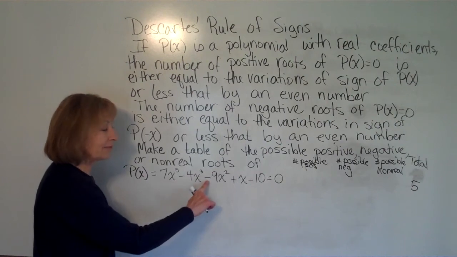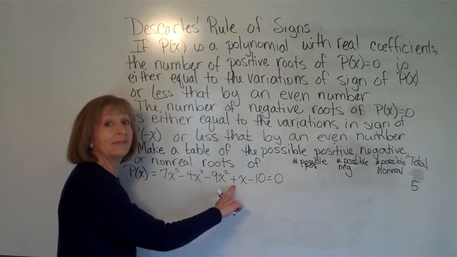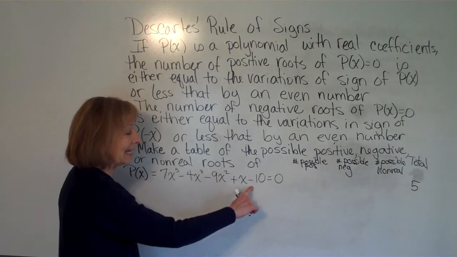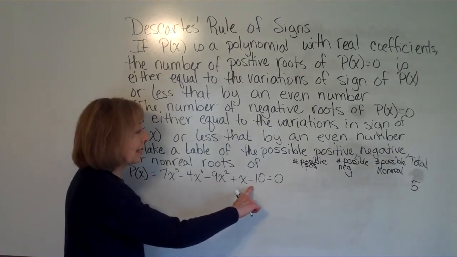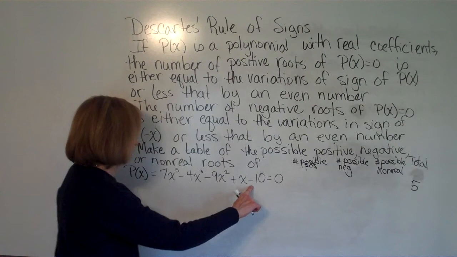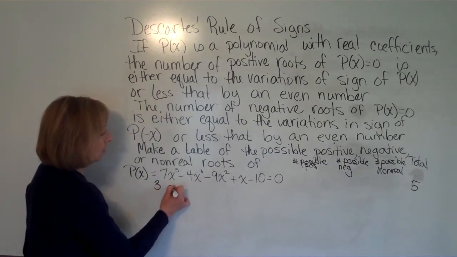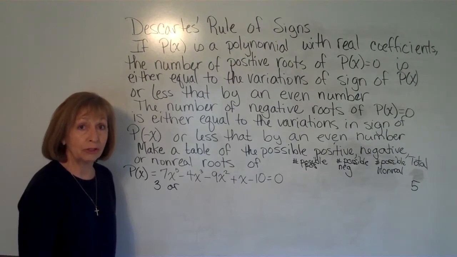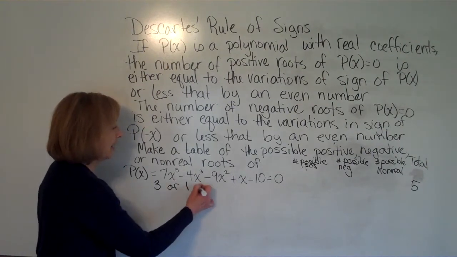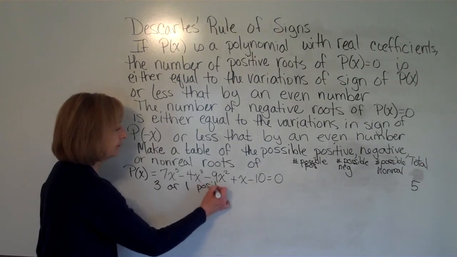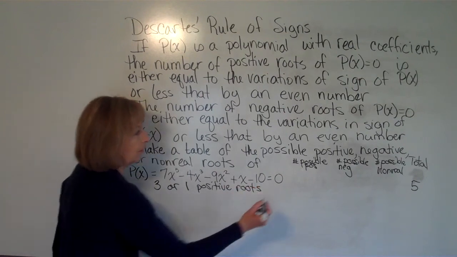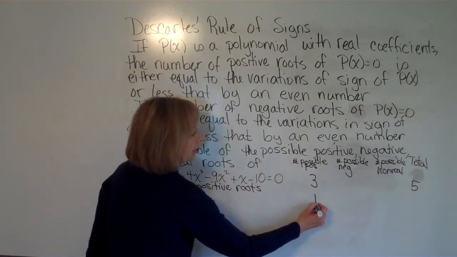Then negative to negative doesn't change sign, so that's not a variation. Negative to positive is a variation, so that gives me 2 variations so far, and positive to negative is another variation. So that gives me 3 variations. So there are 3 or less than that by an even number. So if I take 3 and I subtract the even number 2, I'm down to 1 positive root. So I either have 3 or 1 positive roots.